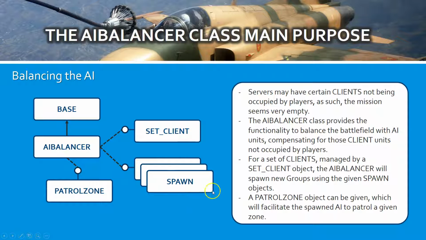The next one is the spawn class or spawn classes, which we all know, which are actually responsible for spawning the AI to be active within the AI Balancer. And then you have an optional patrol zone that allows you to have the AI that's being spawned, compensating a client, patrol a zone.